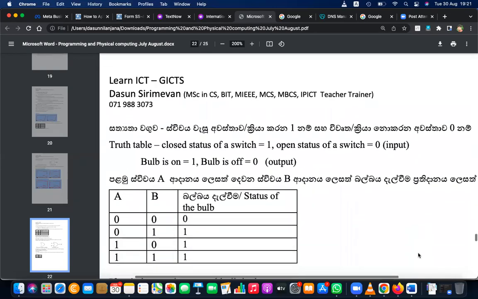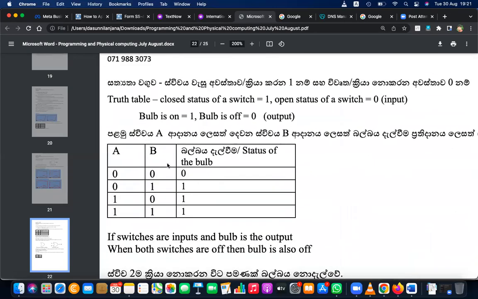Therefore you can write the truth table, this is called a truth table, like this. If both are zero only, it is not working. This is the special case, right? If both are zero, this will not work. That is the special case. You need to remember only the special case.